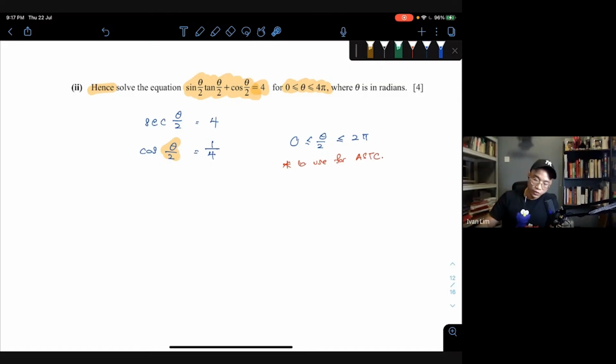Then next, what we need to do is find your alpha. For alpha, we shift cos 1 over 4. They want it in radian mode, right? So in radian mode, this will be 1.3181.